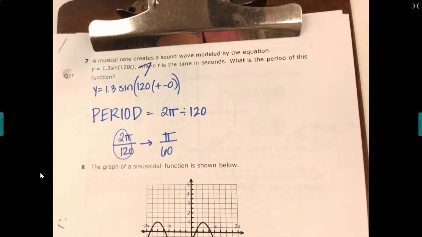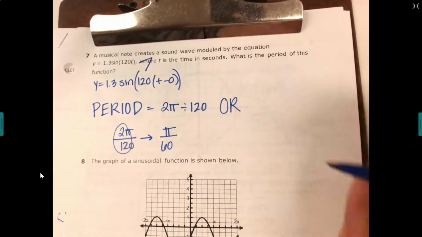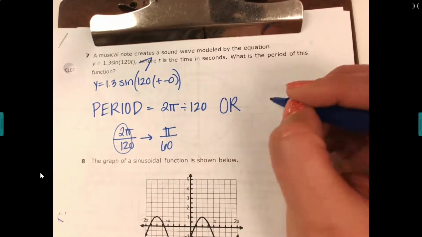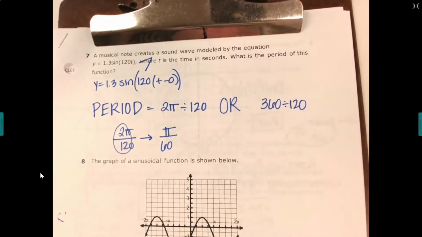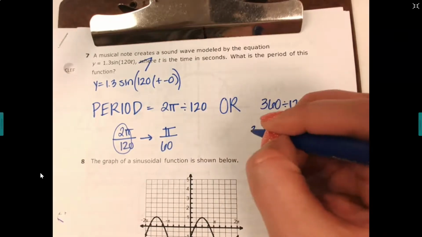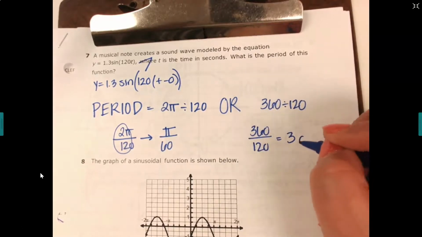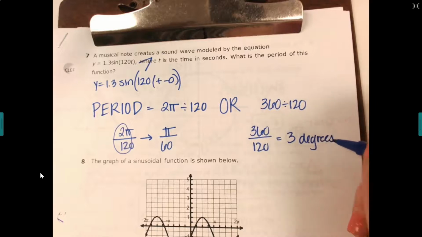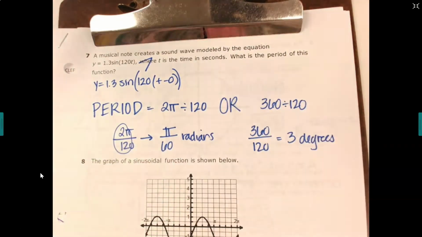You would look at the answer choices on the CBA. It's in radians on the CBA. But let's do it in degrees just to practice. Instead of 2 pi, what would I put? 360 divided by 120. What's 360 divided by 120? 3. So that would be in degrees. That one would be in radians. And like I said, your answer choices on the CBA, they're labeled which one you need.